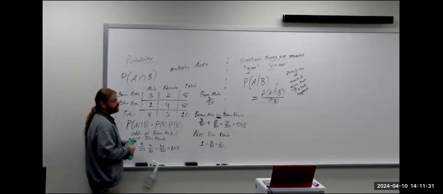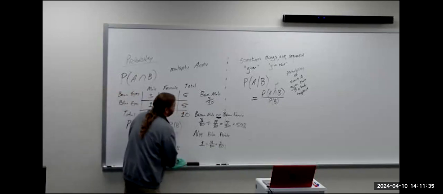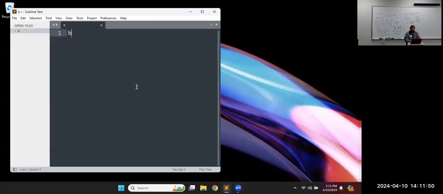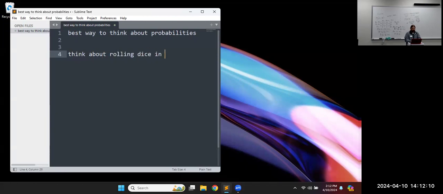Generally, when coding probabilities, since we're running short on time, I'm just going to do this in a text editor instead of even opening the browser. Generally, the best way to think about probabilities is to think about rolling dice, and D&D. Everybody has at least a basic idea of that, right? So break your probability down to a 20-sided die.